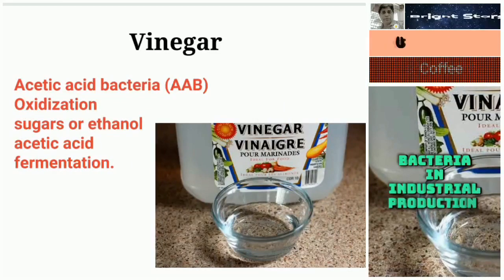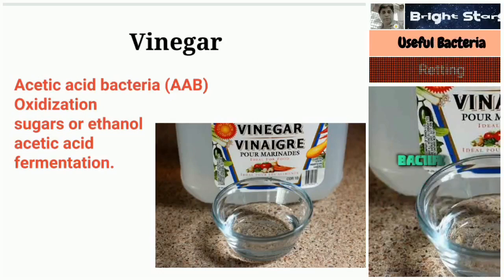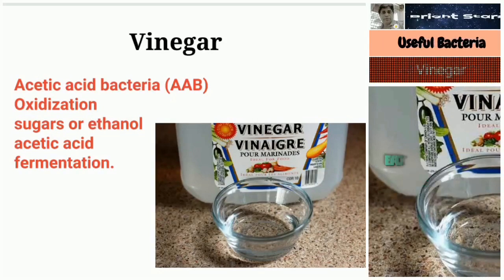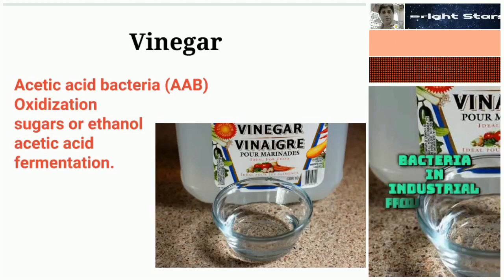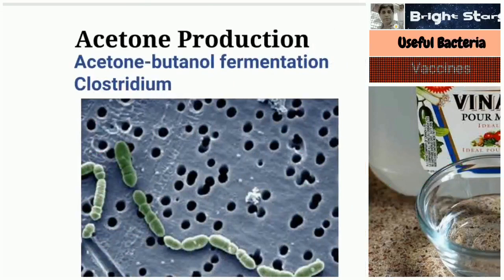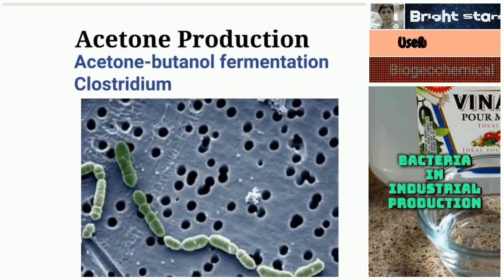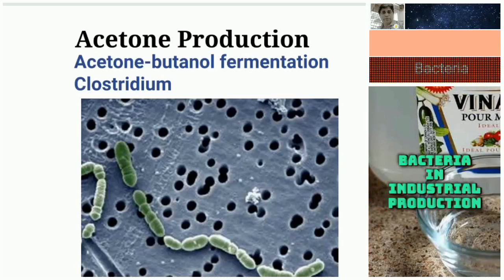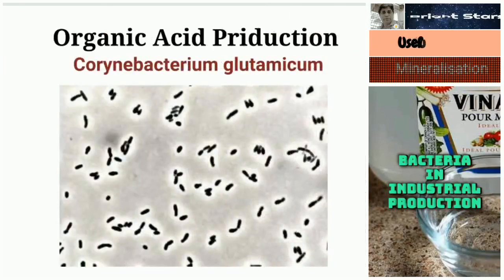Vinegar, acetic acid, is a very famous one which is used in pickles also. Acetic acid bacteria, AAB, by the process of oxidation, convert sugars or ethanol into acetic acid by a process called fermentation. In the same way, acetone, a kind of chemical, is produced by the acetone-butanol fermentation process. You can see the Clostridium bacterium in the picture. From this bacterium, acetone is produced.